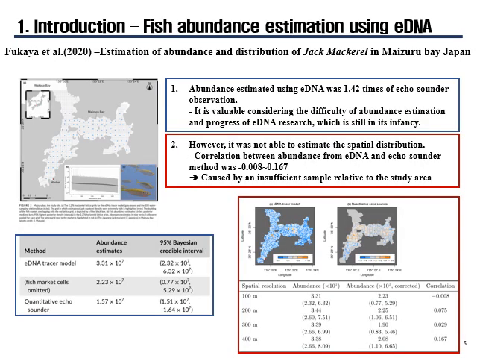And some studies proposed to estimate the abundance and distribution of jack mackerel using eDNA. The paper shows high performance in estimating the abundance, but was not able to estimate the spatial distribution. And the author mentioned the cause was insufficient samples relative to the study area.